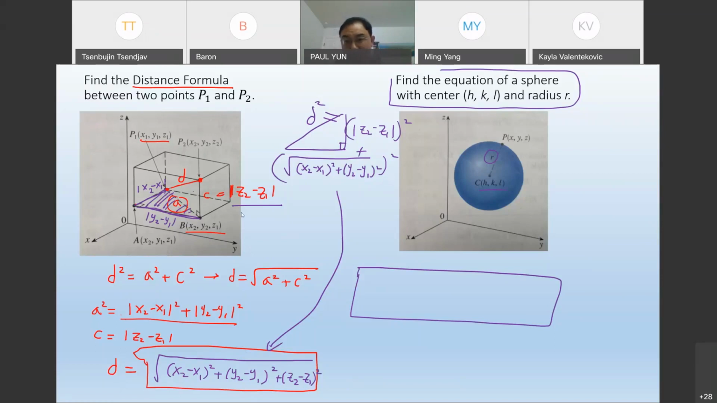I think we could use the distance formula here too, right? What is the distance between this point, any point on the sphere, and the center? It's x minus h squared, plus y minus k squared, plus z minus l squared. You call that distance r, right?